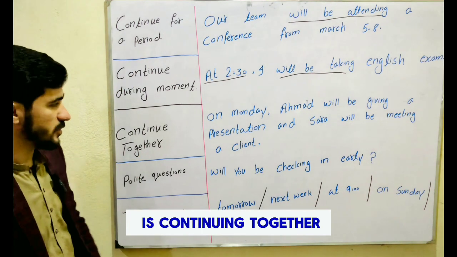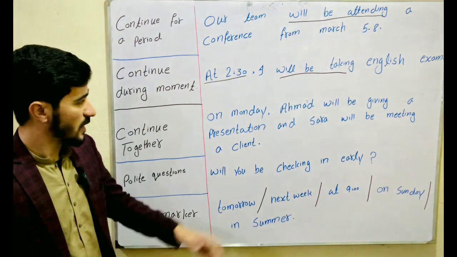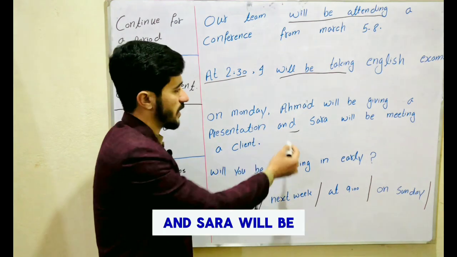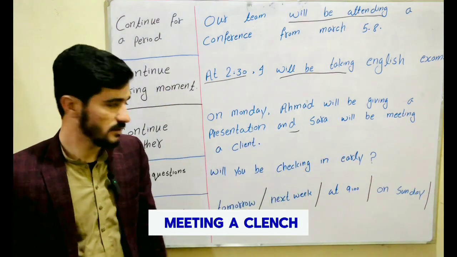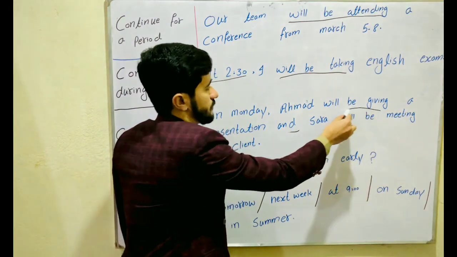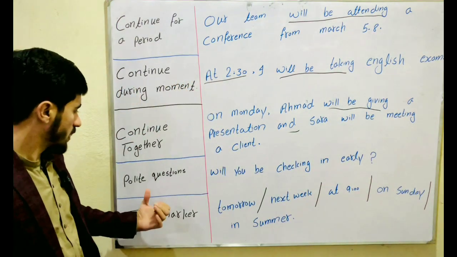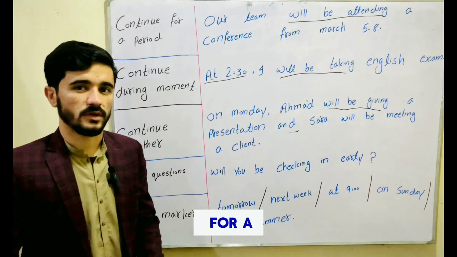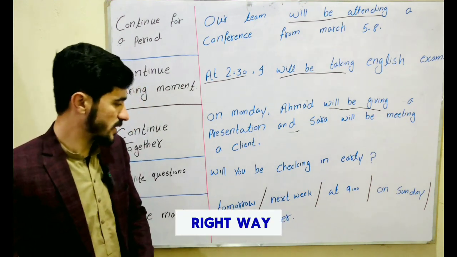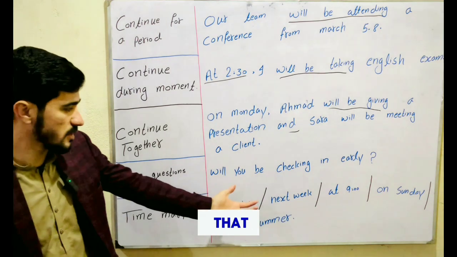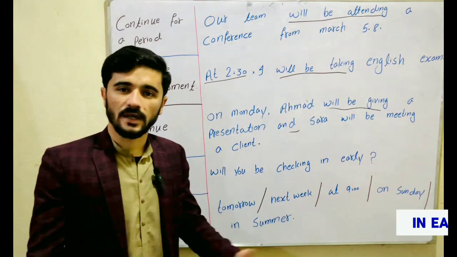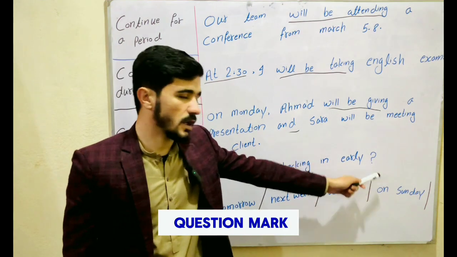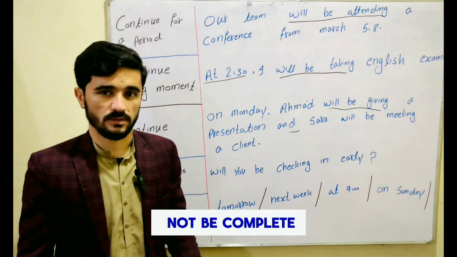And the third one is actions continuing together, for example, on Monday Ahmed will be giving a presentation and Sarah will be meeting a client. Will be giving is future continuous. And the fourth one is for polite requests. When you ask somebody in a very good and polite way, we use a polite question, like: will you be checking in early? But when you ask a question, never miss the question mark. If you miss the question mark, your question will not be complete.